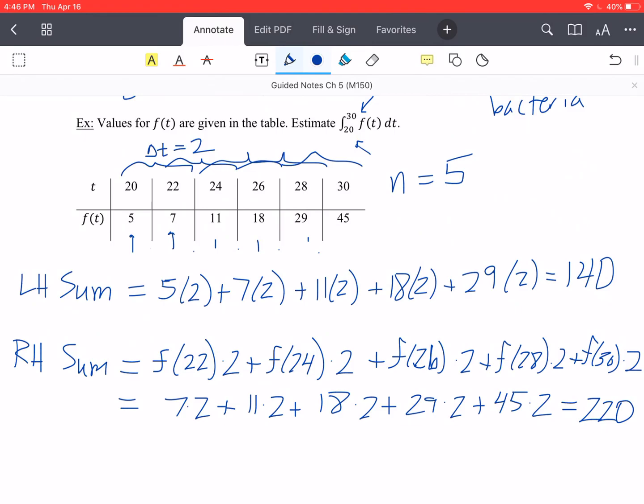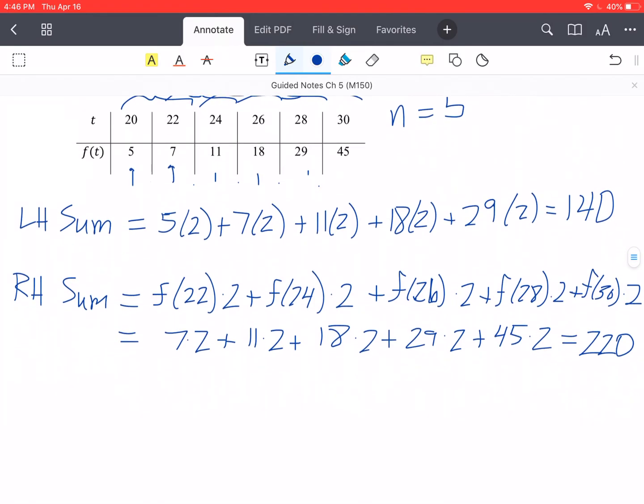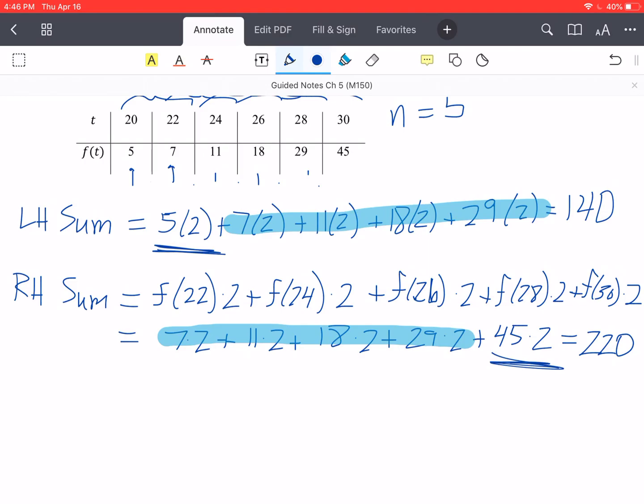One interesting thing I want to point out: notice when we were doing these sums, the left-hand sum and right-hand sum, all the values are the same except for the first one and the last one. That's because those values serve as the left-hand endpoint of one interval and the right-hand endpoint of another interval. So your calculation is going to be almost the same, with one slight difference. In this case, our left-hand sum is the underestimate, and the right-hand sum is the overestimate.